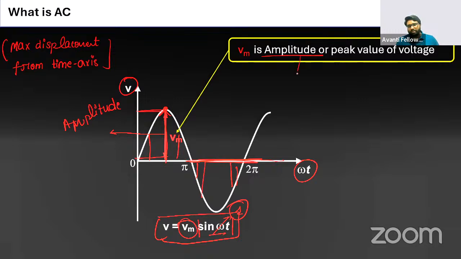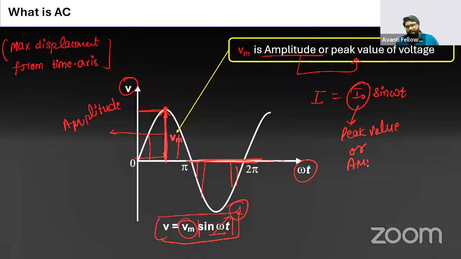इसे amplitude भी बोलते हैं और peak value भी बोलते हैं. Similarly, in the previous case, that's why I have not mentioned what is I node in the previous slide. So here I node is what? Peak value or what? Amplitude of current.